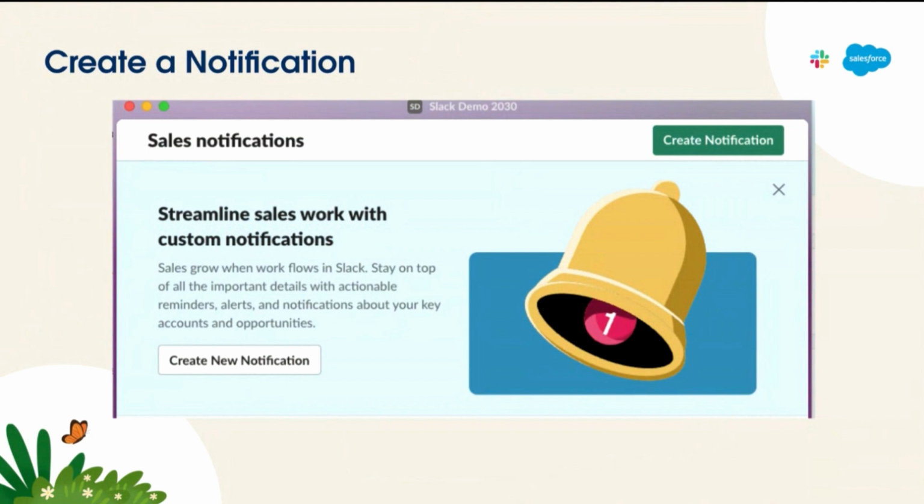So anytime a change is made to something in Salesforce and you have a notification configured to get an update, it'll alert you automatically. No more context switching and missing things that may require your attention. To start creating a notification, first, click the Create Notification button in green.